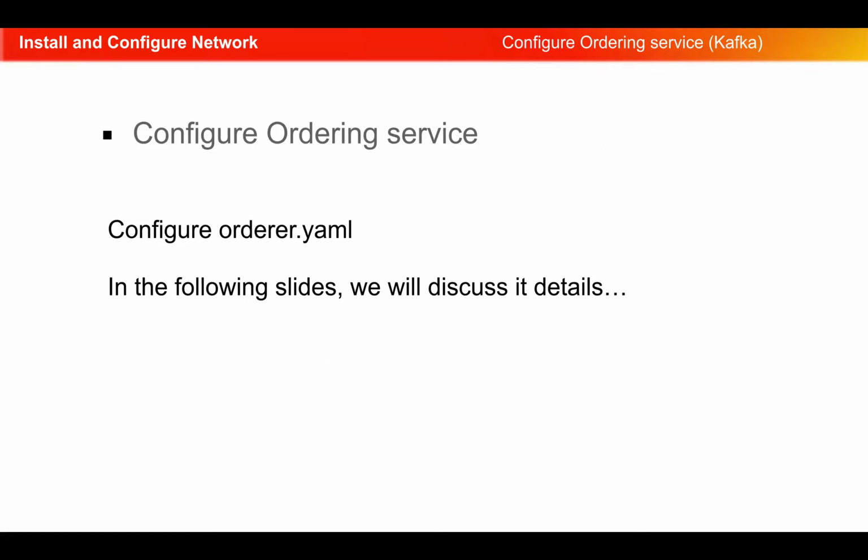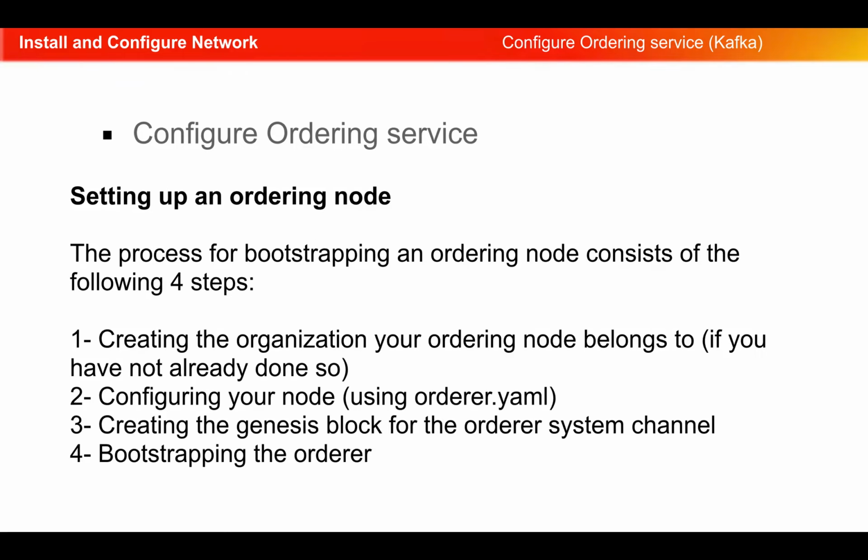Next is configuring the ordering service. Configuring the ordering service is done in a file called orderer.yaml. Setting up the ordering file takes a step-by-step process. The process of bootstrapping an ordering node consists of the following four steps.